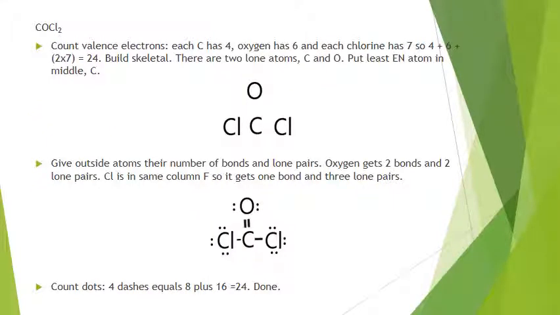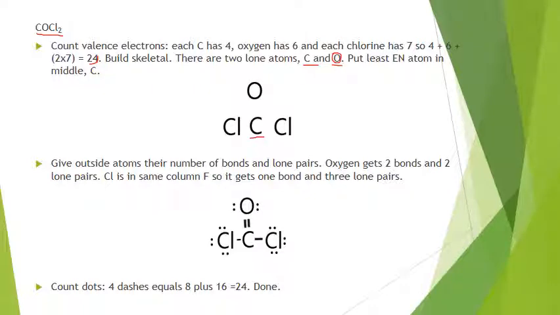Alright, COCl2, let's count the valence electrons. There's 4 from carbon, 6 from oxygen, so that's 10. Each chlorine is 7, so 2 times 7 is 14, which equals 24. There are 2 lone atoms. You want to put the most electronegative atoms on the outside; oxygen is more electronegative than carbon. So put carbon in the middle.